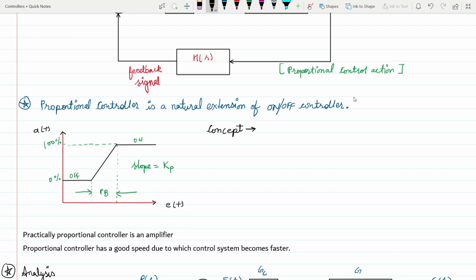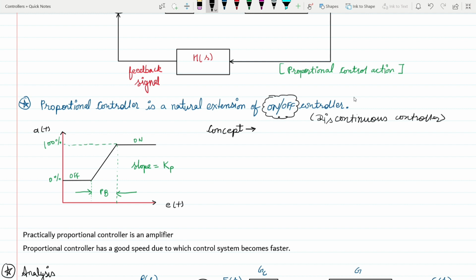The next point says the proportional controller is a natural extension of the on-off controller. As you all know, the on-off controller is a discontinuous controller, and you can refer to any control systems theory book to read about it. But this point is important to remember: the proportional controller is a natural extension of the on-off controller.